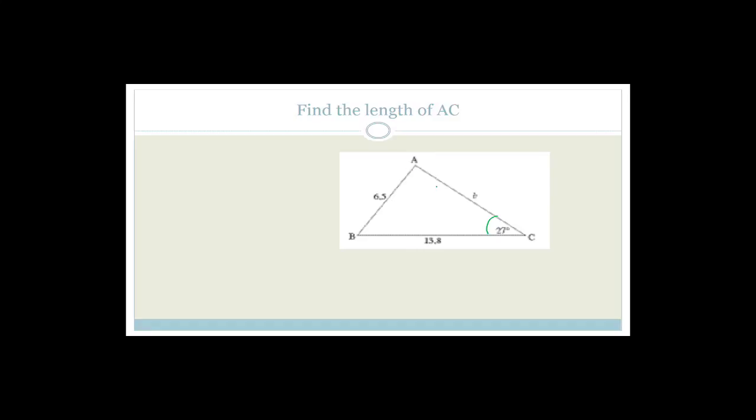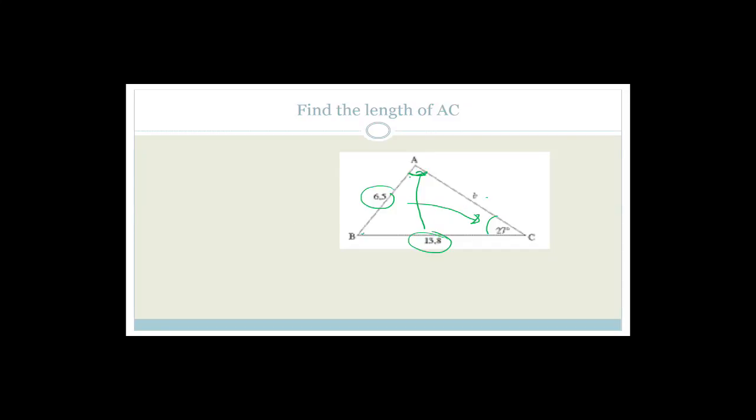In order to get the length of AC, do you agree we need at least one other angle first? So what we can do is, we've got that 6.5 is opposite 27 degrees. Do you agree I can get this little angle here, the A angle, because I've got that this length is 13.8. And then I can get this side and then I can get B. Okay, so let's do that.